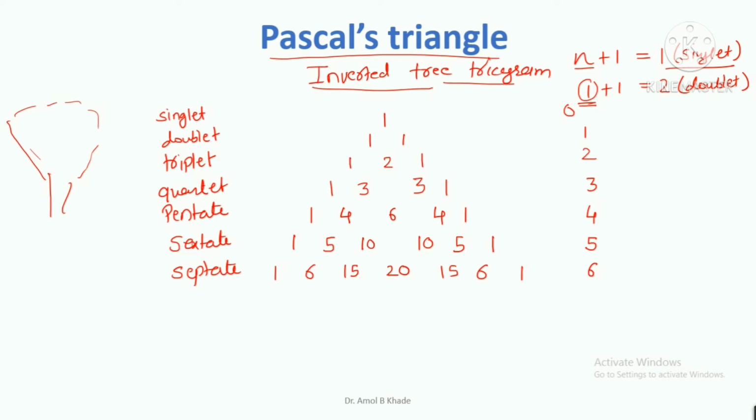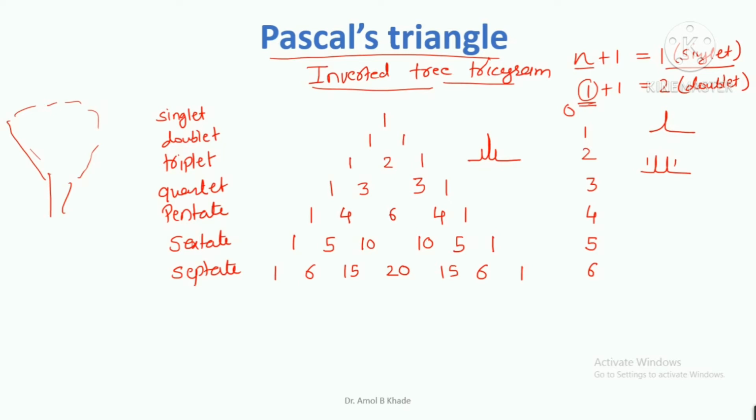If I am getting a singlet, there is no problem, it will be just a single line. If I am getting a doublet, it will be like this, 1:1 here, so they will have equal intensity. If I want to draw a triplet, it will be like this, correct? The first and the last line are of the same intensity, and the center line is of double intensity.